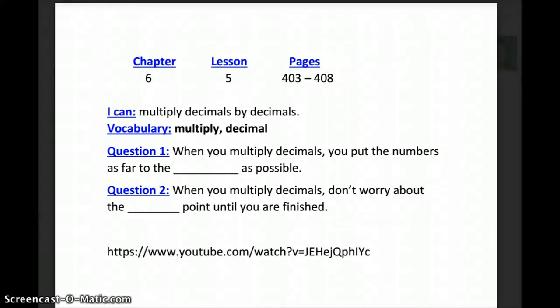Today's lesson is Chapter 6, Lesson 5 on pages 403 through 408. Our objective is I can multiply decimals by decimals. Vocabulary: multiply and decimal. Question 1. When you multiply decimals, you put the numbers as far to the blank as possible. Question 2. When you multiply decimals, don't worry about the blank point until you are finished.